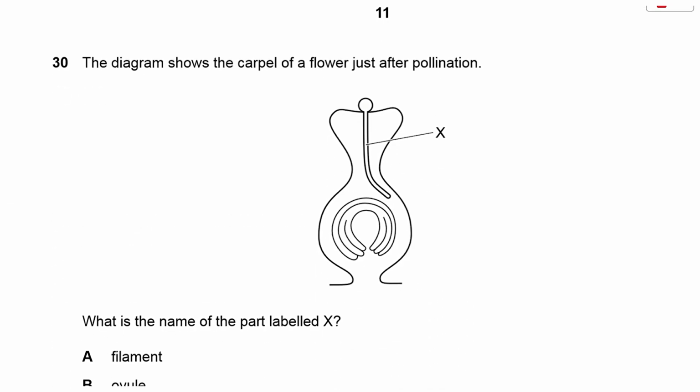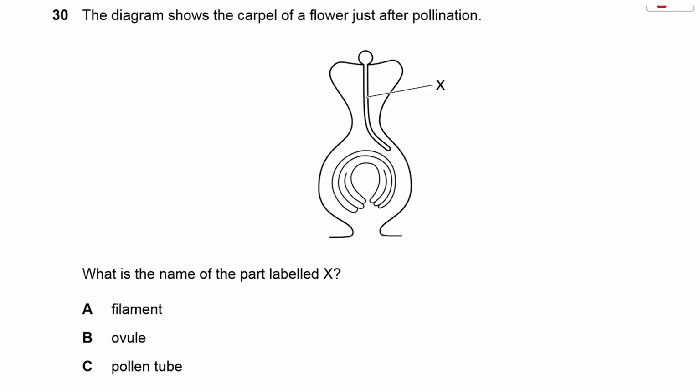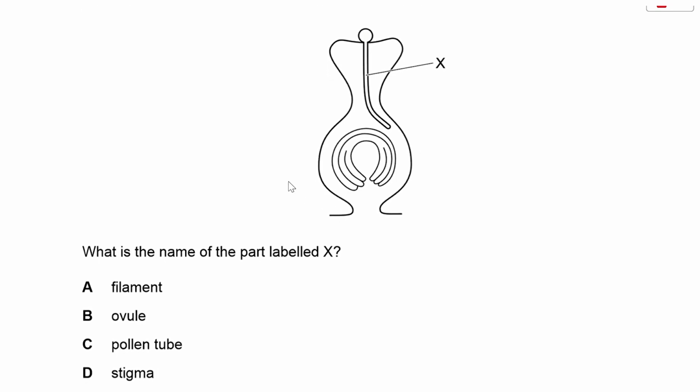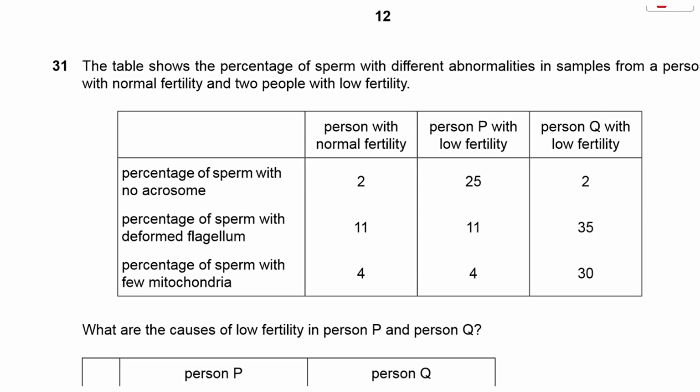Number 30 says, the diagram shows the carpel of a flower just after pollination. What is the name of the part labeled X? So this part which is going through the style of the flower is usually known as a pollen tube. This one here.